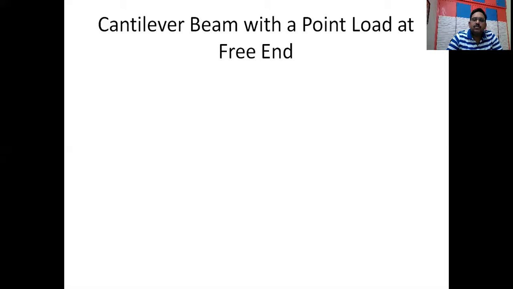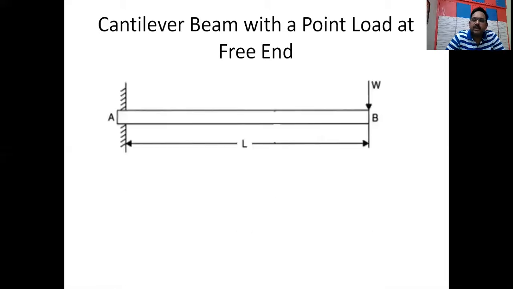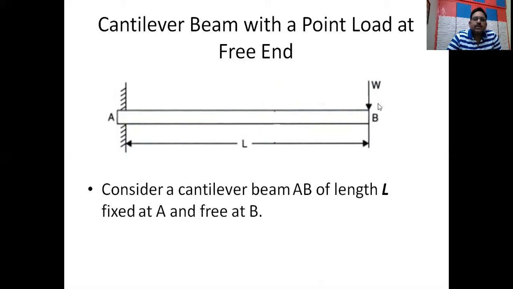So how to draw shear force and bending moment diagrams for a cantilever beam with a point load at a free end. If you take here, this is a cantilever beam. So consider a cantilever beam AB of length L, the entire span is L, and a fixed end is A here, and a free end is B.